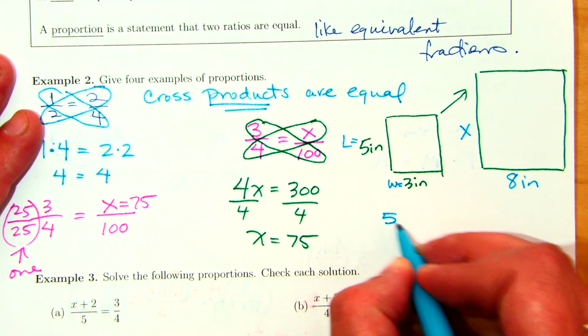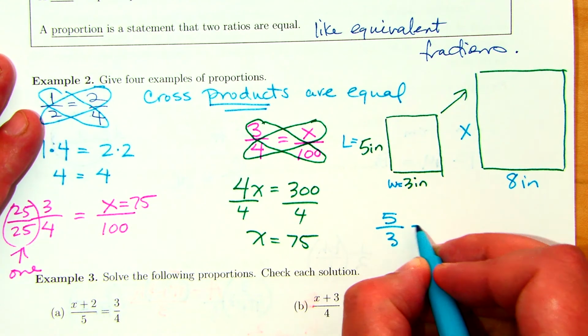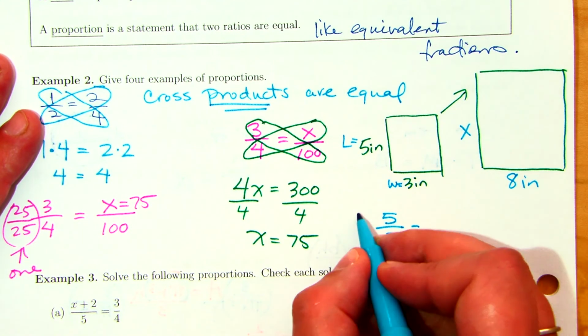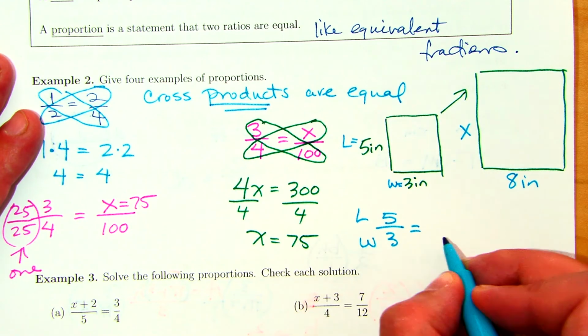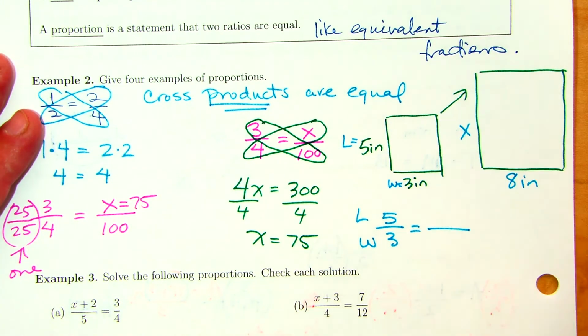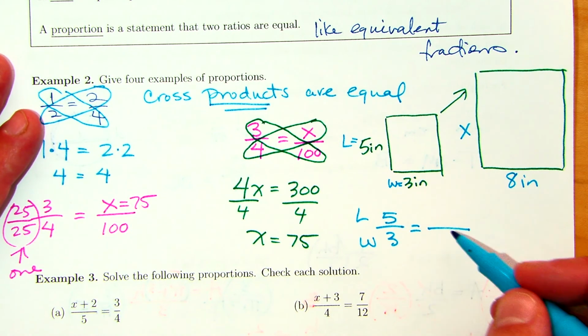So I say 5 is to 3 as, now since I'm using the length up top and the width below, on my ratio for the larger rectangle, which number should go where? Should the x go in the numerator or denominator? Where should the 8 go?